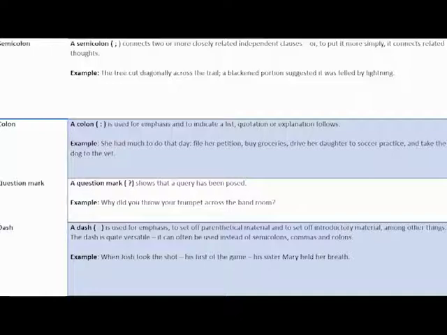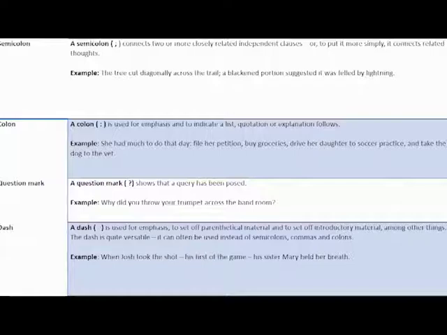And then we have the question mark. Now this one, I want to emphasize the question mark, because when it comes to writing, there are instances where we make use of what we call question sentences or interrogatory sentences.